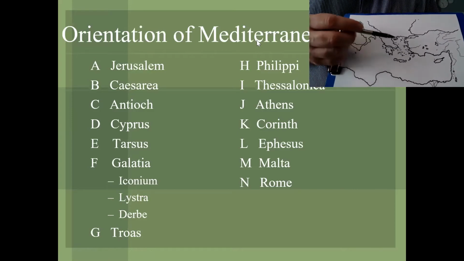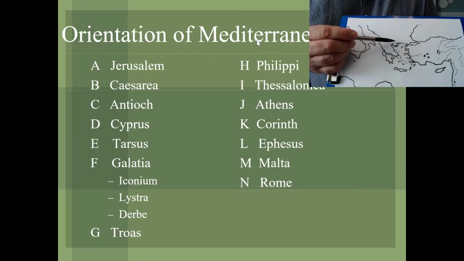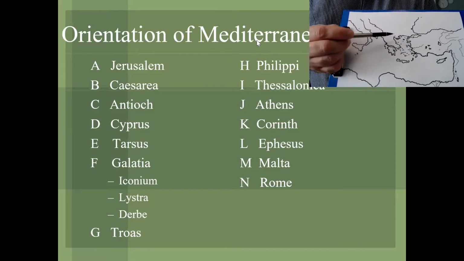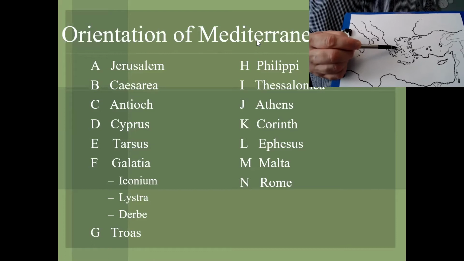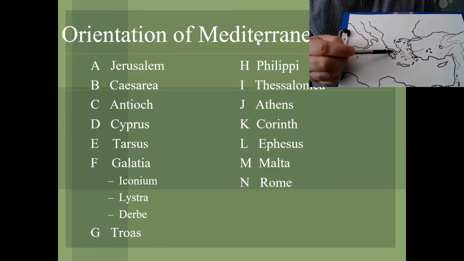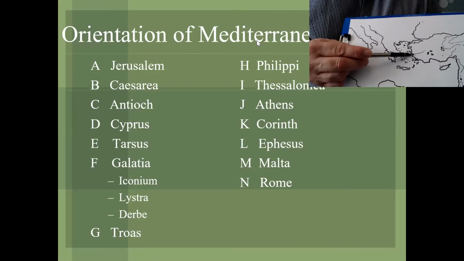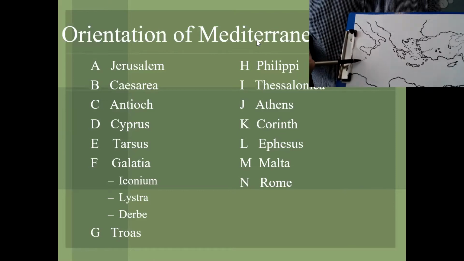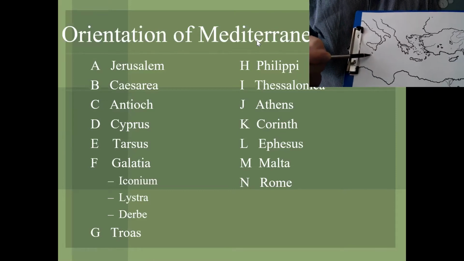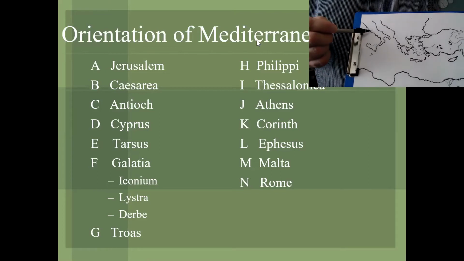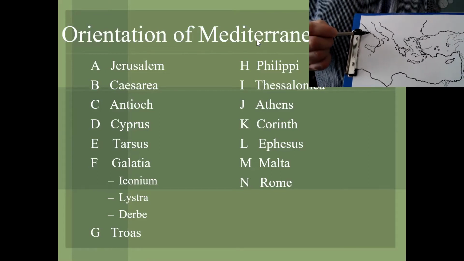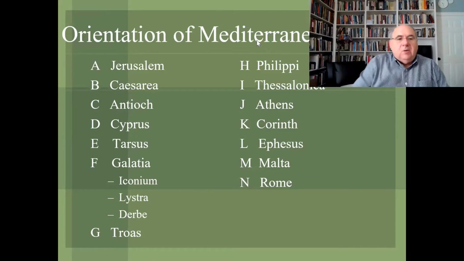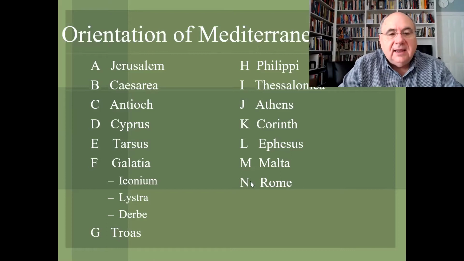So let's go to H. From Troas, we're going to H, Philippi, I, Thessaloniki, J, Athens, K, Corinth, and then straight across over to L, which is Ephesus. And then we have this little smudge over here, M, Malta, and then up here in Rome, in Italy, is N. So again, if you need to rewind this a little bit and get those things done, feel free to do so.